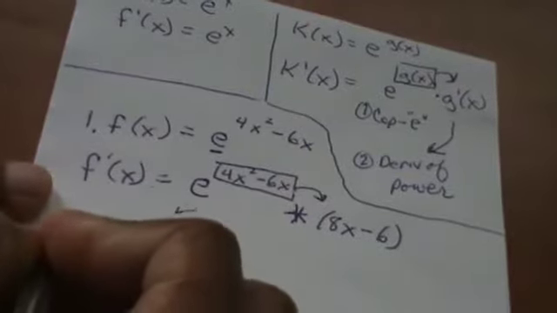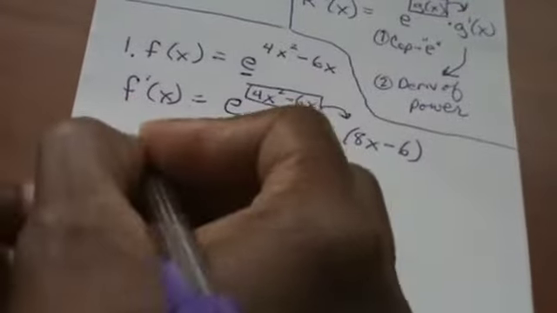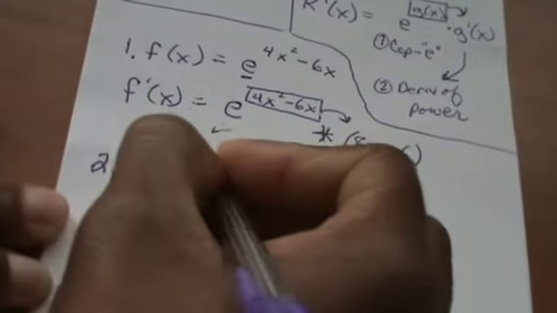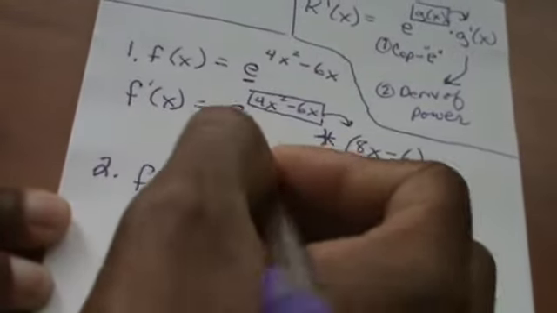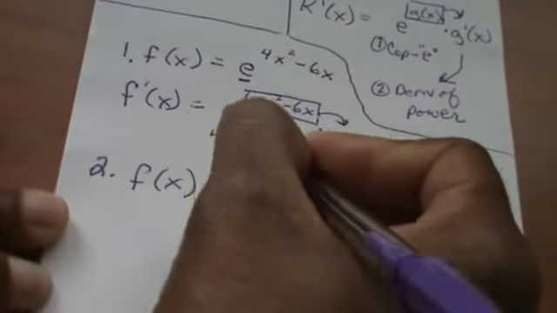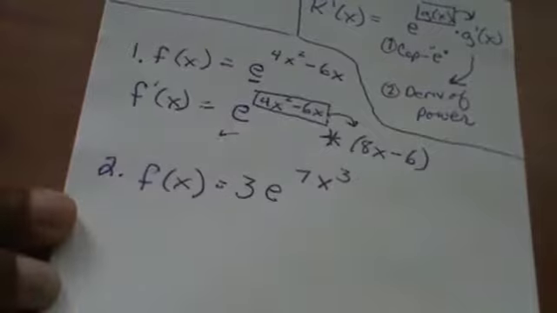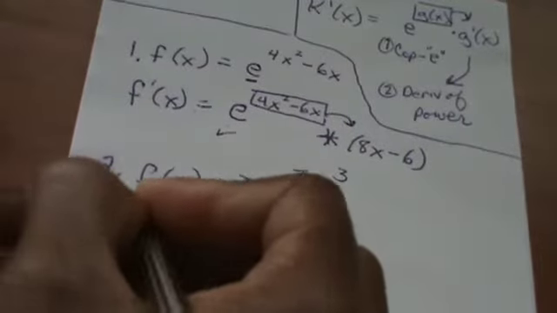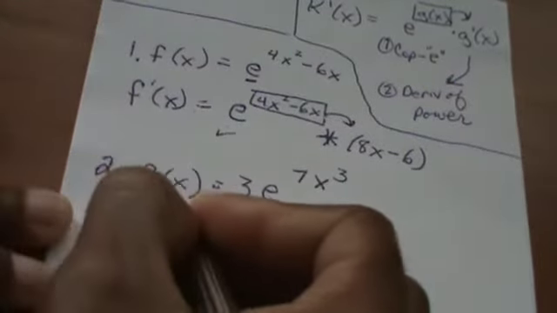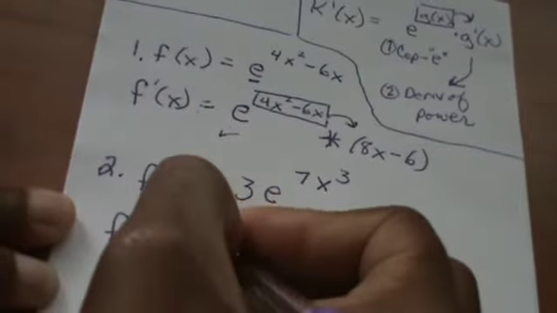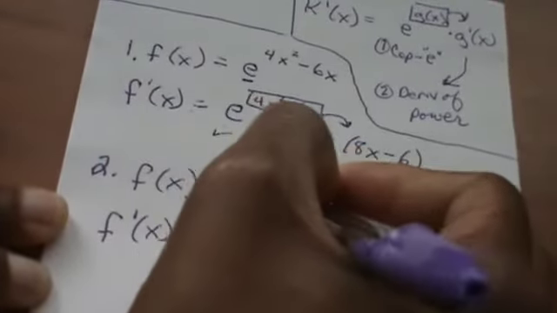Okay, so number 2 reads that f of x equals 3 times e to the 7x cubed. All right, so here we go. f prime of x then equals 3. Pull that out so I can focus just on this part that has the e.